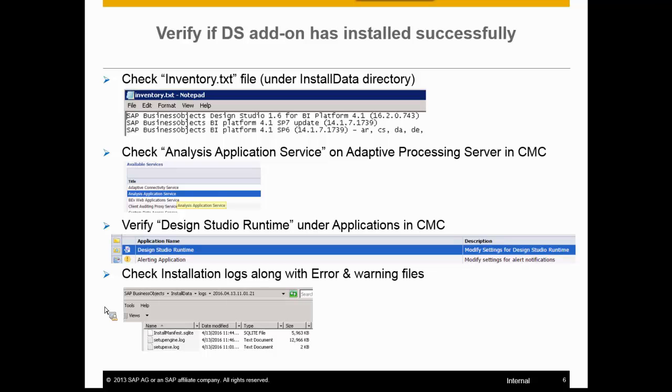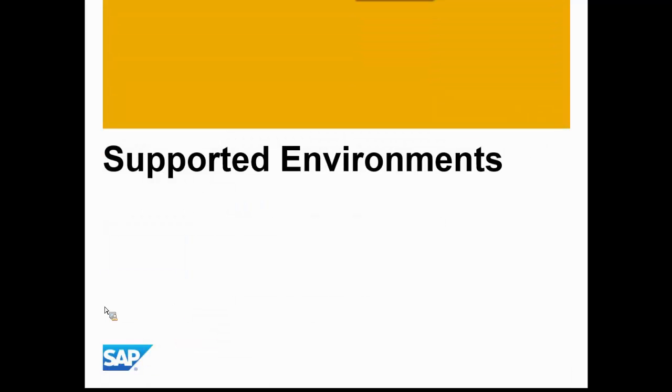But in case there is any issue found in the setup engine log file, another file is created with the name error and warning files, which only contains the errors and warnings that are highlighted during the installation process. So these are the 4 basic steps that we usually follow to identify if the Design Studio add-on has installed successfully on a system or not. So moving next, I'm going to cover the supported environments.